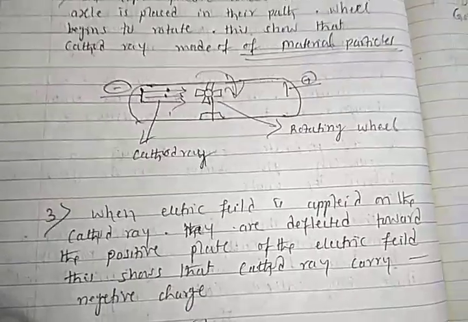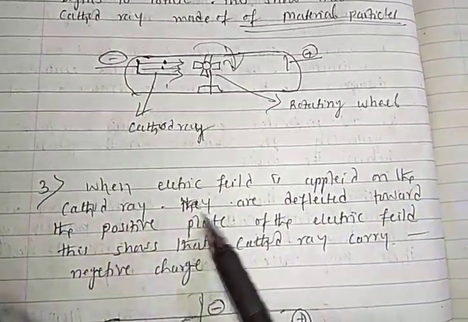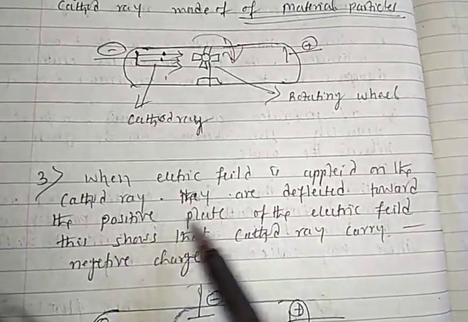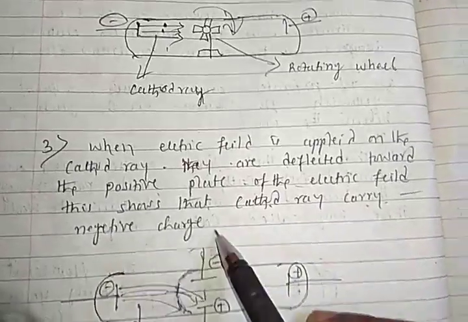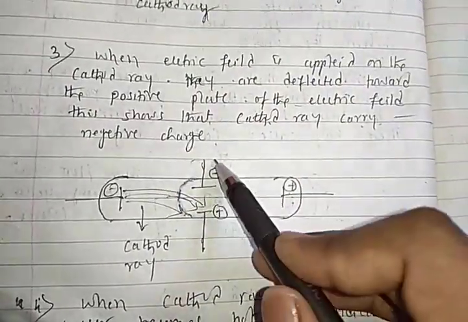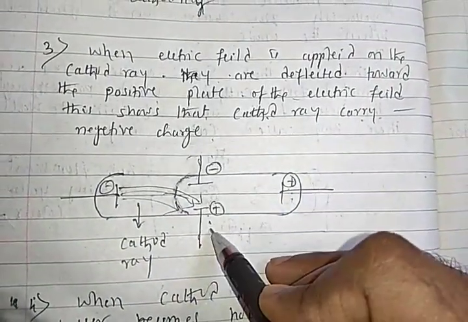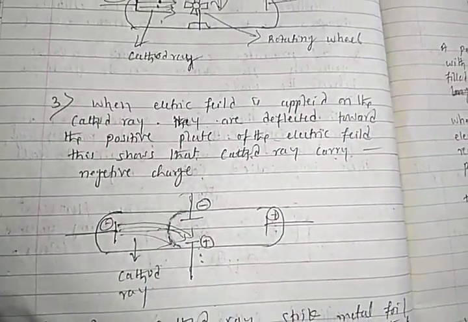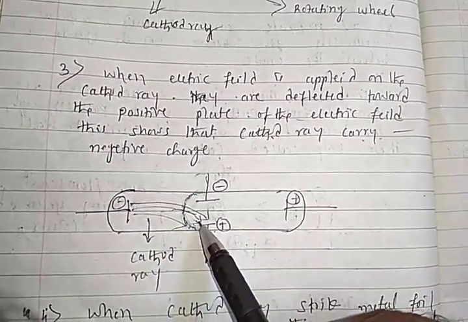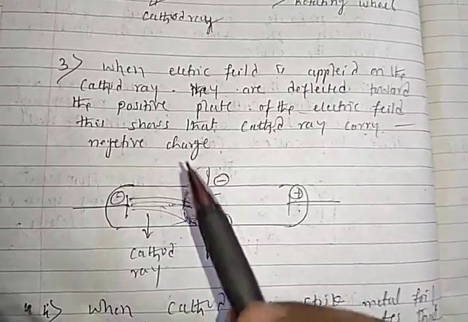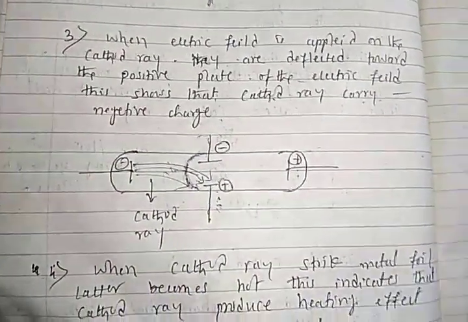Now students, the third point: when an electric field is applied, the cathode rays are deflected toward the positive plate of the electric field. This shows that cathode rays carry negative charge. When an electric field is applied, with negative and positive plates, the cathode rays are attracted toward the positive plate. It means they have some charge. What type of charge? Negative charge, which is attracted to the positive electric field.